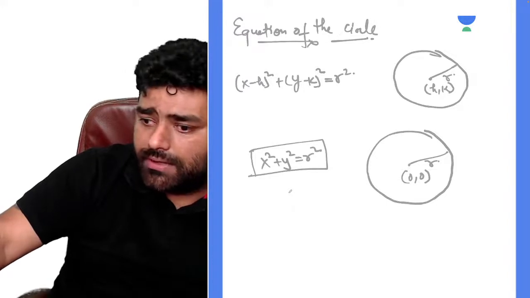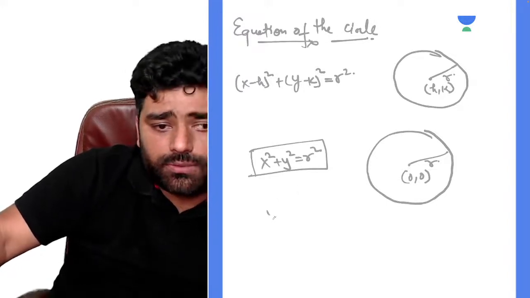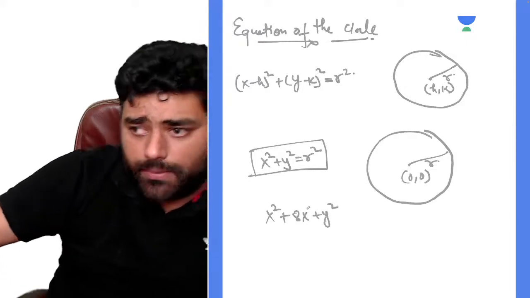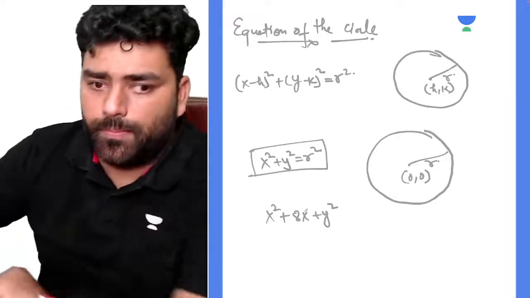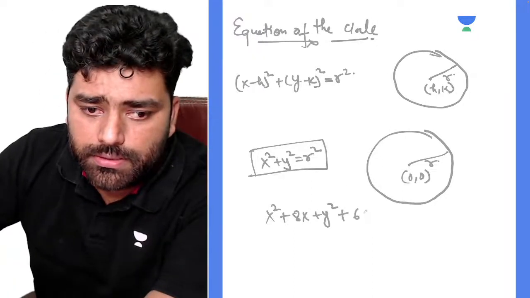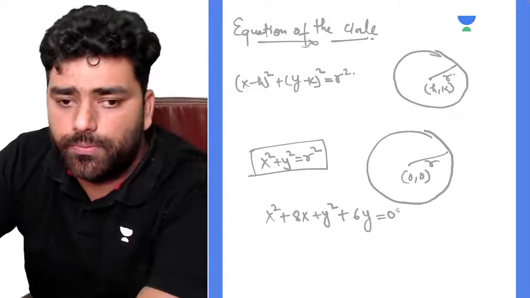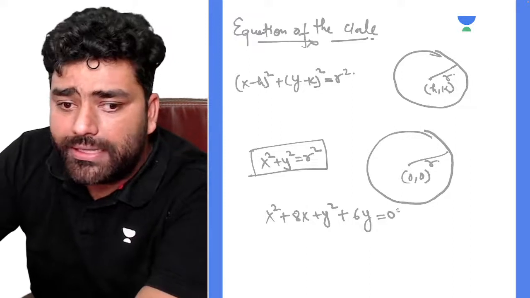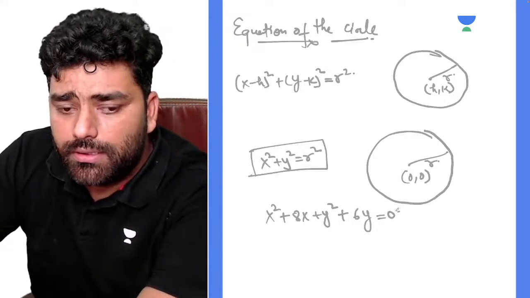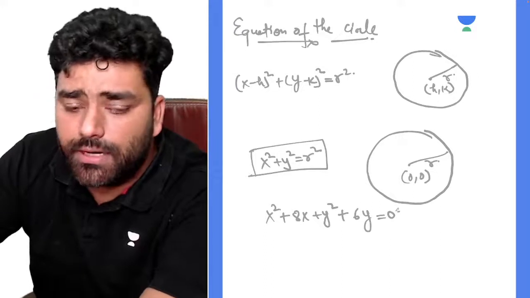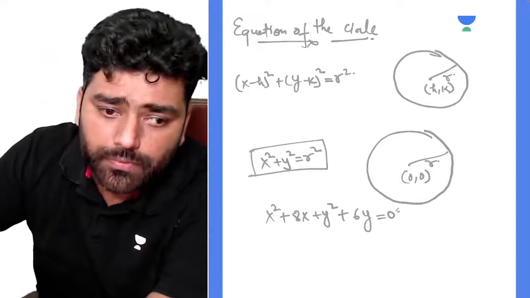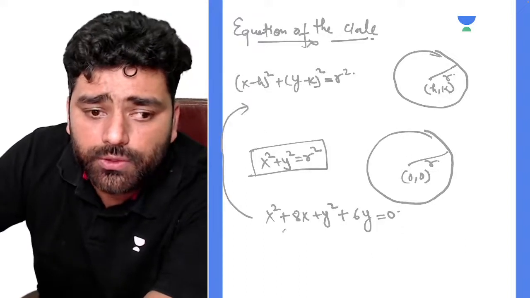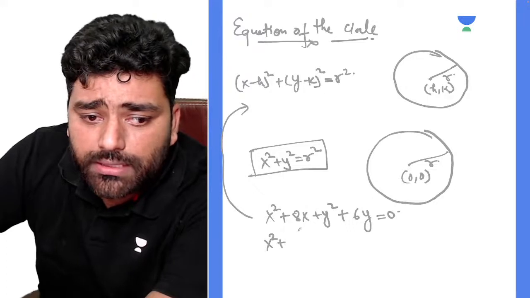So if they give you a circle equation in a different form, suppose x square plus 8x plus y square plus 6y is equal to 0, right guys? What do you need to find? You need to find the radius as well as the center of this. So how to find that? First of all, you need to convert this into this form. That means you need to complete the square.